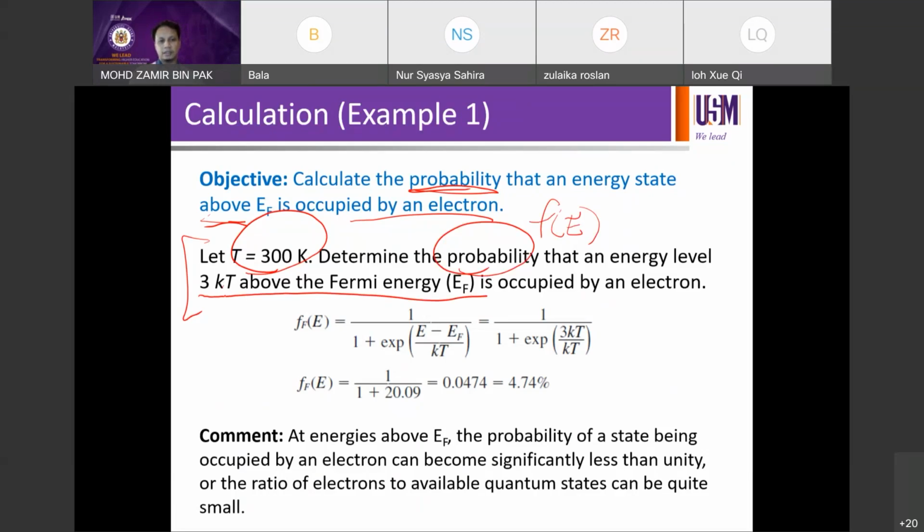So this is the detail in the question. You want to calculate F(E) at E equals 3 kT above EF for occupation of an electron. Okay, so what you have to do is simple.